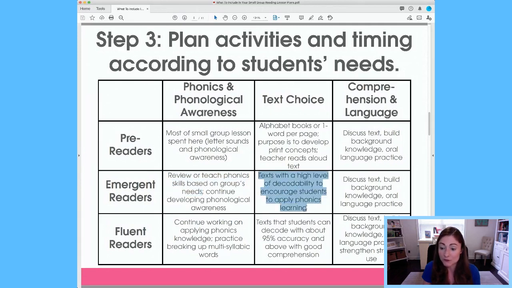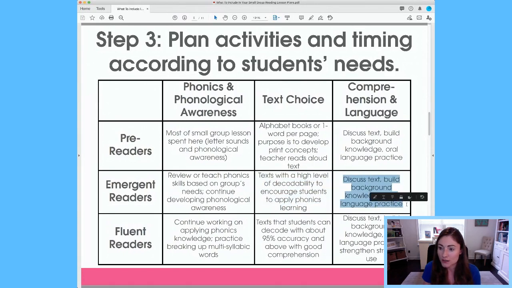And then when it comes to text choice, because kids are still solidifying their phonics knowledge, and again, that area of the brain, we want to choose text with a high level of decodability, meaning that the kids can use their phonics knowledge to decode many of the words in the text. Do they have to be able to decode all of them? No. And I'll show you why not and how you can help make a text a little more decodable for your kids when we look at the example lesson plans. But we want text with a high level of decodability so that they can take that phonics knowledge that they're learning and really apply it.